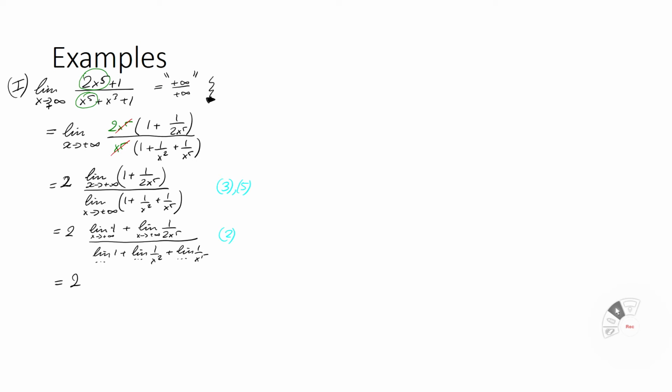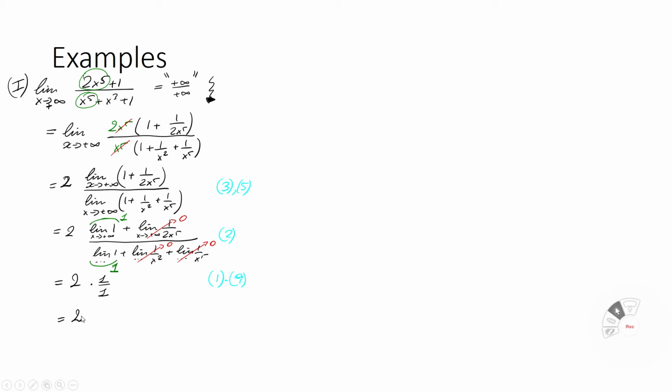So first of all, limit of a constant, that's just that constant. So this is 1 and this is 1. And secondly, limit of 1 over x to some power, that's 0. So this is going to 0, this goes to 0, and this goes to 0. And we're left with 2 times 1 over 1. And here we have used the rules: limit of constant, that's the first, and 1 over power, that's number 9. And so finally the result is 2.